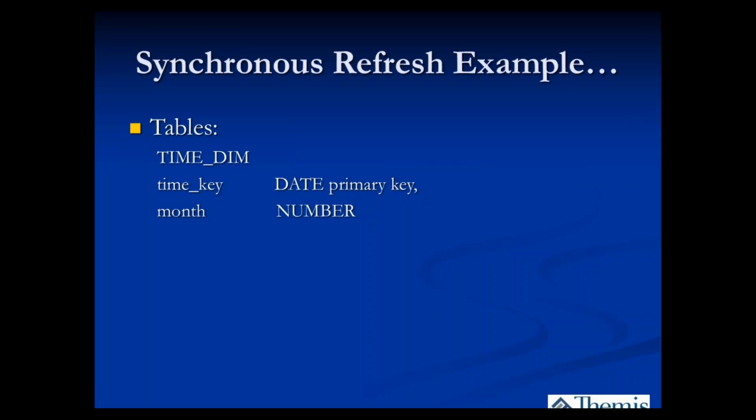All right, here's my first table. It's just called time dimension, or time_dim. It has a column called time key, which is just a date data type. This is going to represent the date of a particular sales transaction.